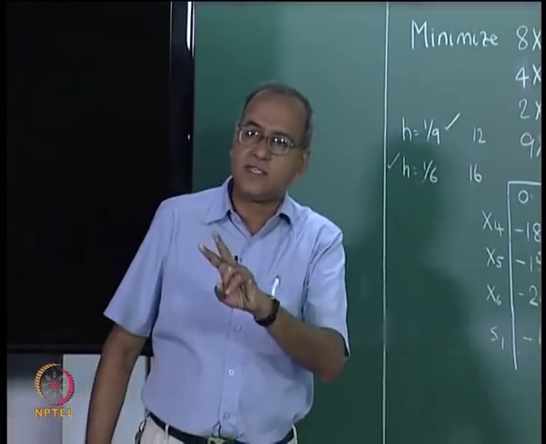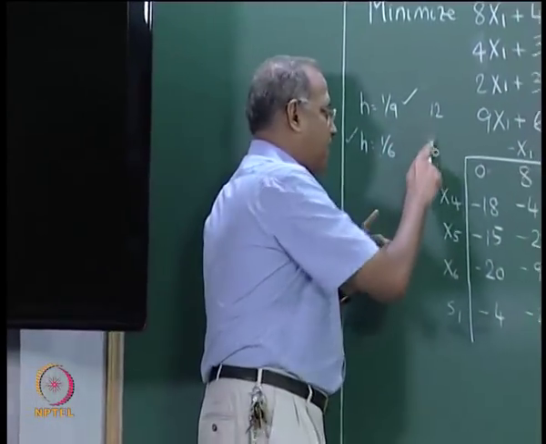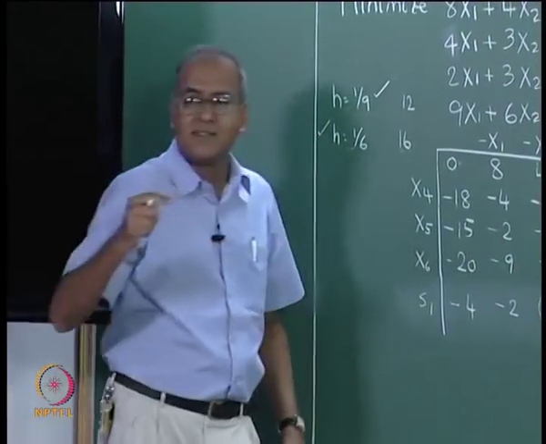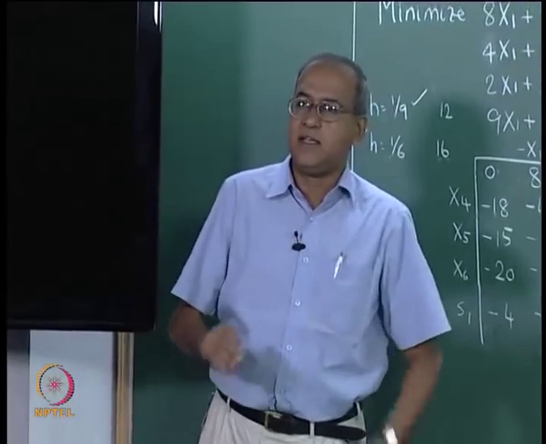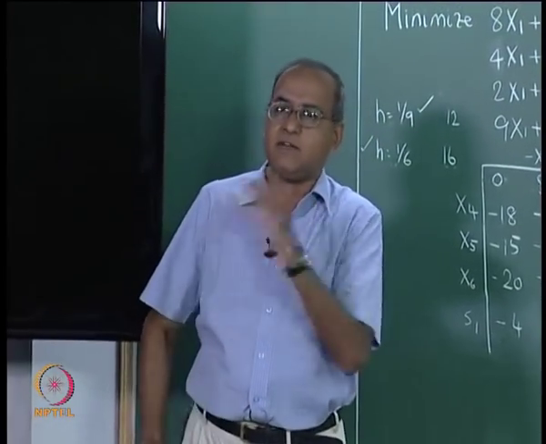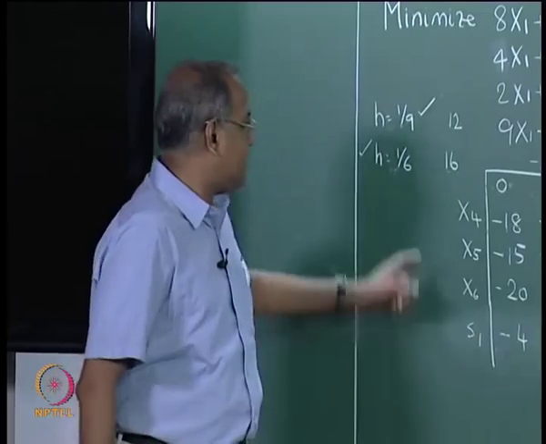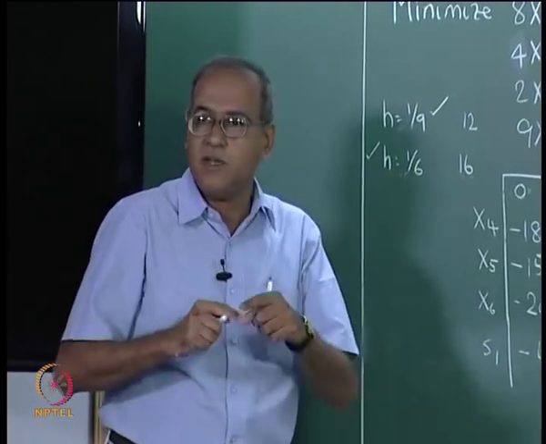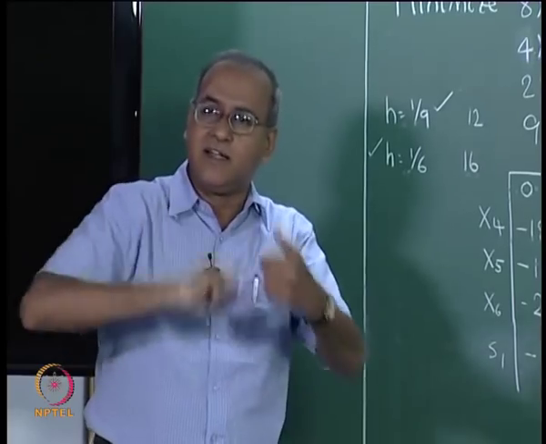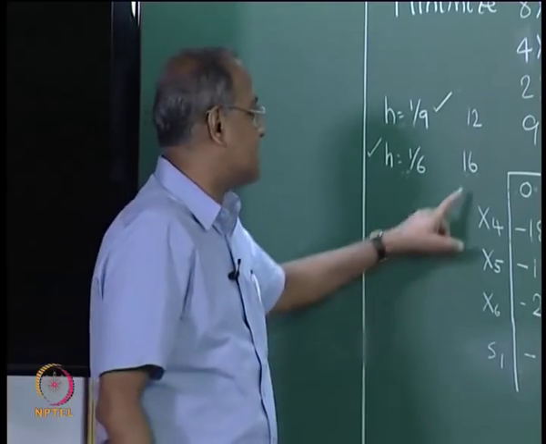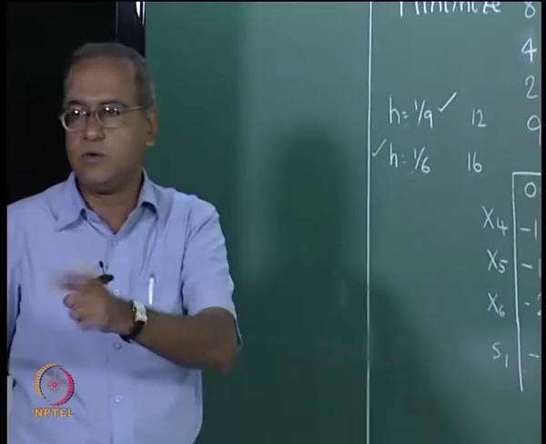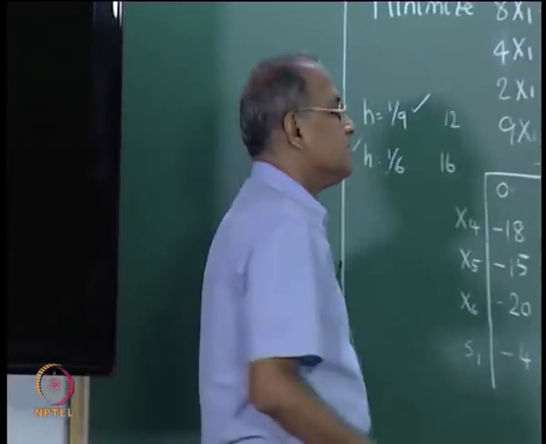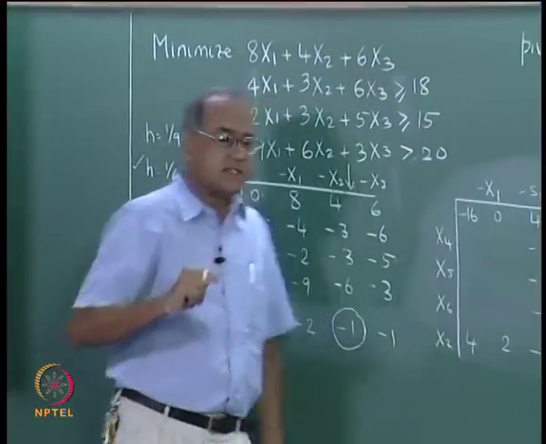But then we need to understand a couple of things. Now, at this point we have understood that 1 by 6 has a slight advantage, not saying great advantage, but a slight advantage, that it is able to reduce from 0 to 16. Remember, it is a minimization problem. So, it goes like this, at the end it will get adjusted. So, 16 is preferred to 12. Now, we have to answer another question.